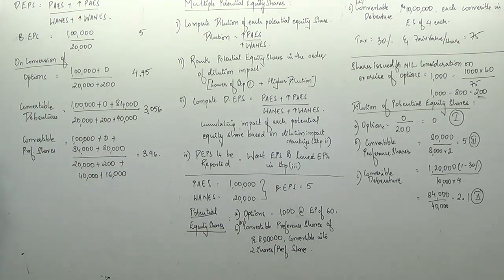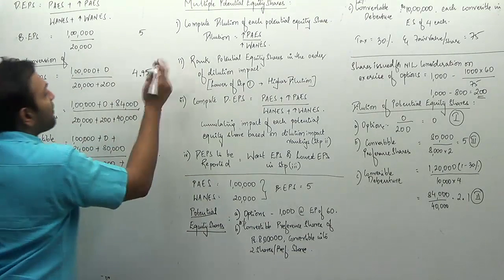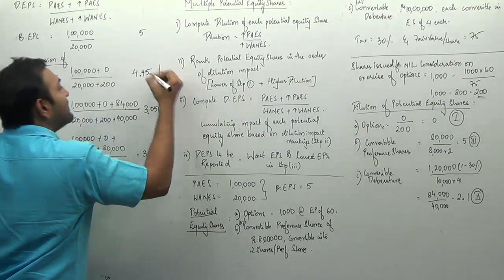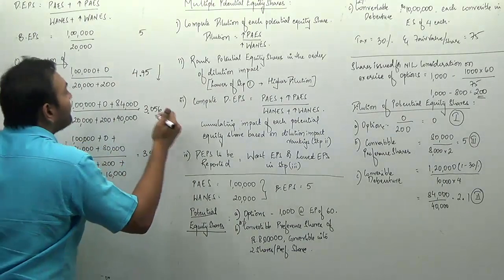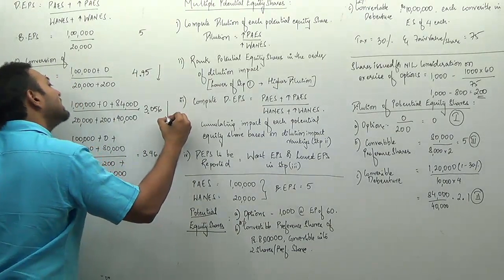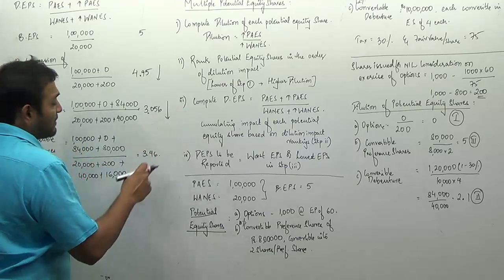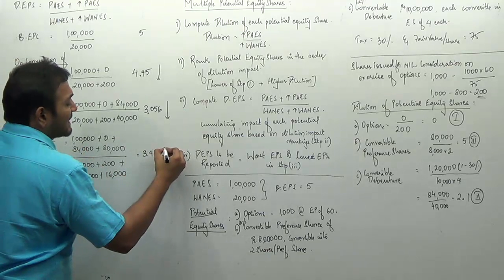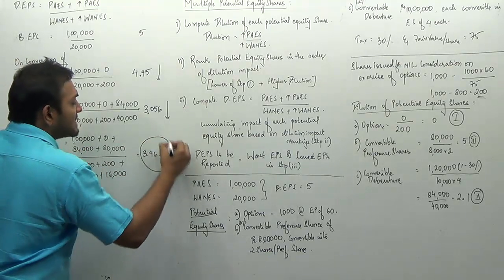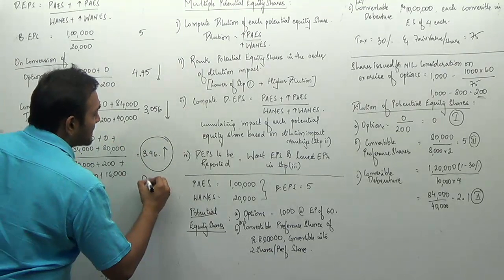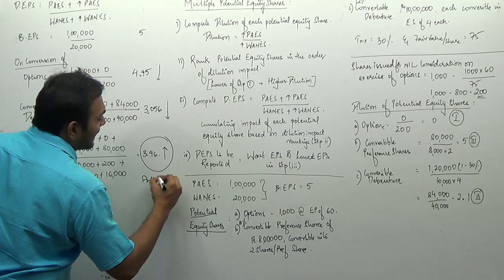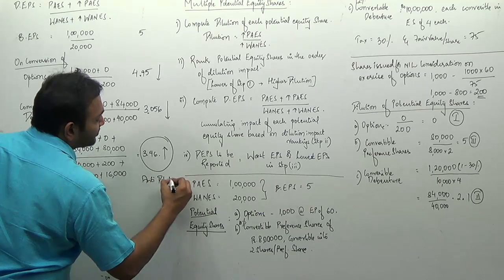Have you observed something? Initially from 5 to 4.95 there's a decrease in the EPS. From 4.95 to 3.056 there is a decrease in the EPS. But from 3.056 to 3.46 there is an increase in the EPS. This increase in the EPS is called the anti-dilutive effect.